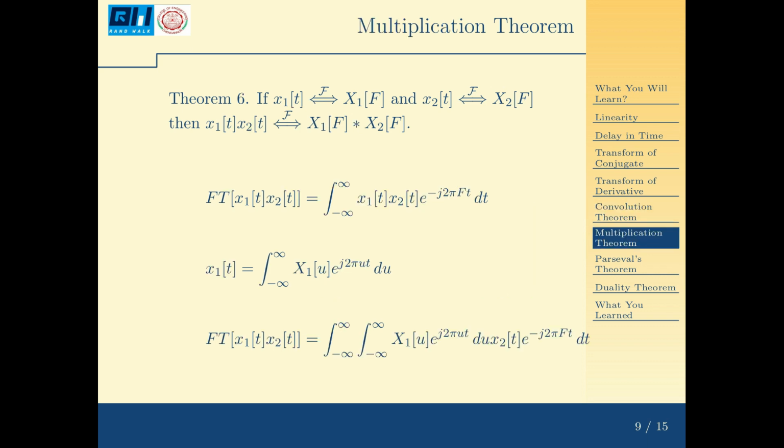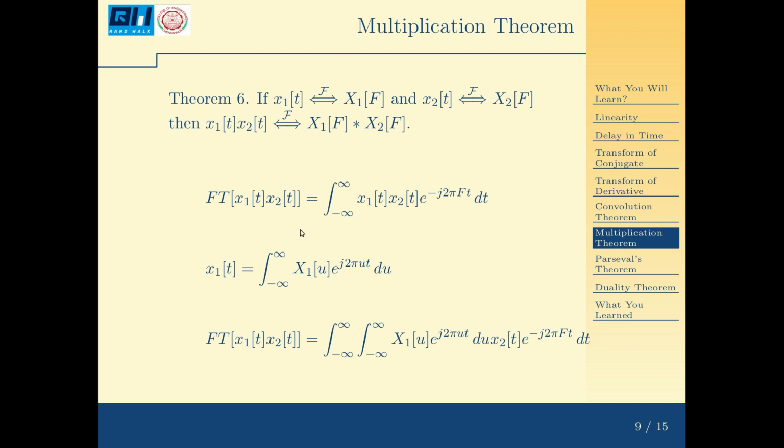Now this is the converse situation, the multiplication theorem: a multiplication in the time domain appears as a convolution in the frequency domain. So if x1(t) and x2(t) are time domain signals with Fourier transforms capital X1(f) and capital X2(f), then the product signal x1(t) x2(t) has a Fourier transform of X1(f) convolved with X2(f). So what is the Fourier transform of x1(t) x2(t)? That is the integral from minus infinity to infinity of x1(t) x2(t) e raised to minus j 2 pi f t dt. So I can write x1(t) as an inverse transform, the integral from minus infinity to infinity of X1(u) e raised to j 2 pi u t du. Here I used u instead of f to avoid any confusion.